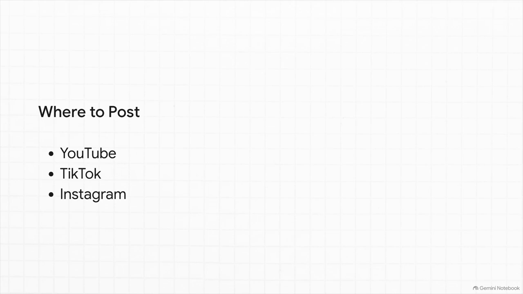So where exactly are you posting these automated videos? Well, the big three: YouTube, TikTok, and Instagram. You can literally run automated content channels across all these platforms at the exact same time. You just give the AI an instruction, and it preps the whole video for you.